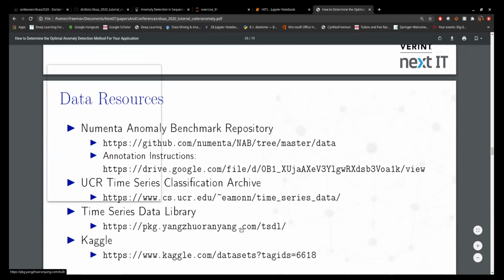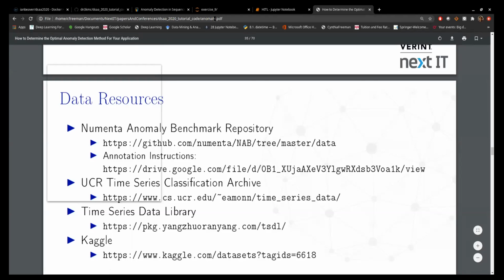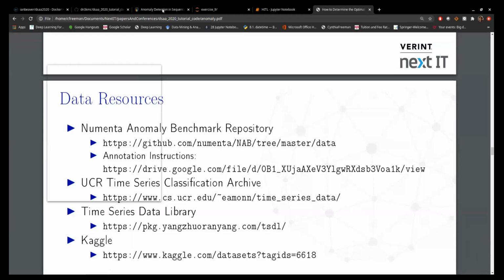And some of it also comes from the time series data library. And the nice thing about this Numenta Anomaly benchmark repository is that it's already annotated. And if you're curious about how it's annotated, you can look at the second link here for the annotation instructions, which are very, very detailed. That's great. Thank you so much.